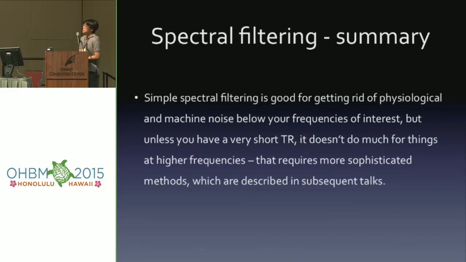Okay, so to summarize, spectral filtering is very necessary. It's very good for boosting the signal-to-noise ratio in your fMRI data. The high-pass filter is always recommended to remove very low-frequency fluctuation and drifting. And if you do have a very small TR, you can use a low-pass filter to remove high-frequency physiological noises.